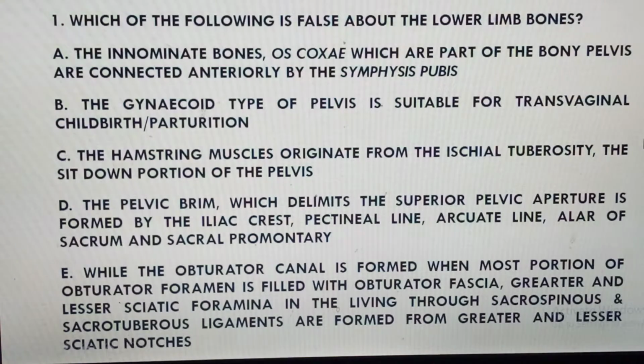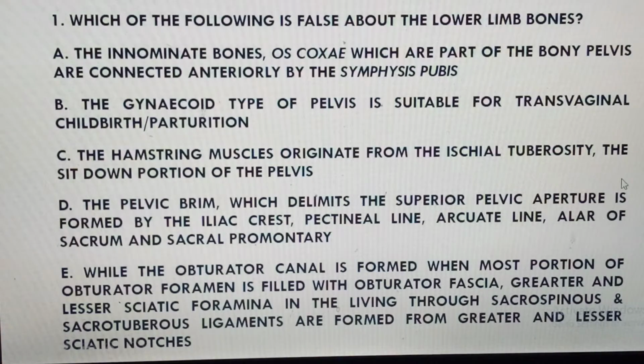Option C says, the hamstring muscles originate from the ischial tuberosity, the sit-down portion of the pelvis. This is a very true statement. As part of the bones of the pelvis, the innominate bone consists of 3 bones: the ilium, pubis, and ischium. The ischium bears a tuberosity on its body, known as the ischial tuberosity. That is where you sit, and it is also an important origin for the hamstring group of muscles. So that's a true statement.